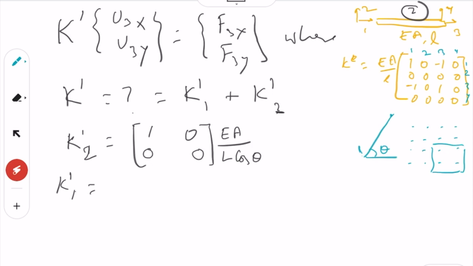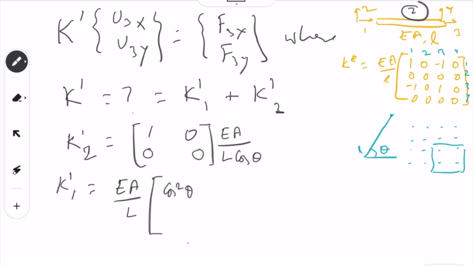You will see basically here this will be cos square theta, sin square theta, then cos square theta again, sin square theta. So we can write like this, EA over L, and then you will have cos square theta here, and sin square theta here, and here you will have sin theta cos theta, and here and here you will have similarly sin theta cos theta only.